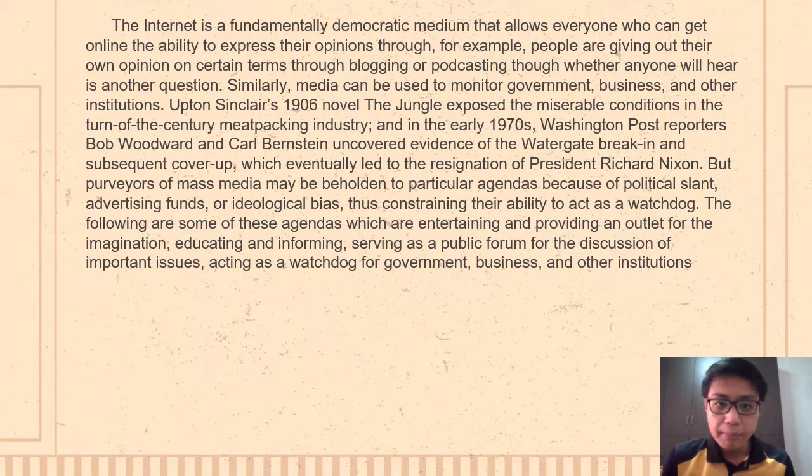Similarly, media can be used to monitor government, business, and other institutions. Upton Sinclair's 1906 novel The Jungle exposed the miserable conditions in the turn-of-the-century meat-packing industry. And in the early 1970s, Washington Post reporters Bob Woodward and Carl Bernstein uncovered evidence of the Watergate break-in and subsequent cover-up, which eventually led to the resignation of President Richard Nixon. But purveyors of mass media may be beholden to particular agendas because of political slant, advertising funds, or ideological bias, thus constraining their ability to act as a watchdog.